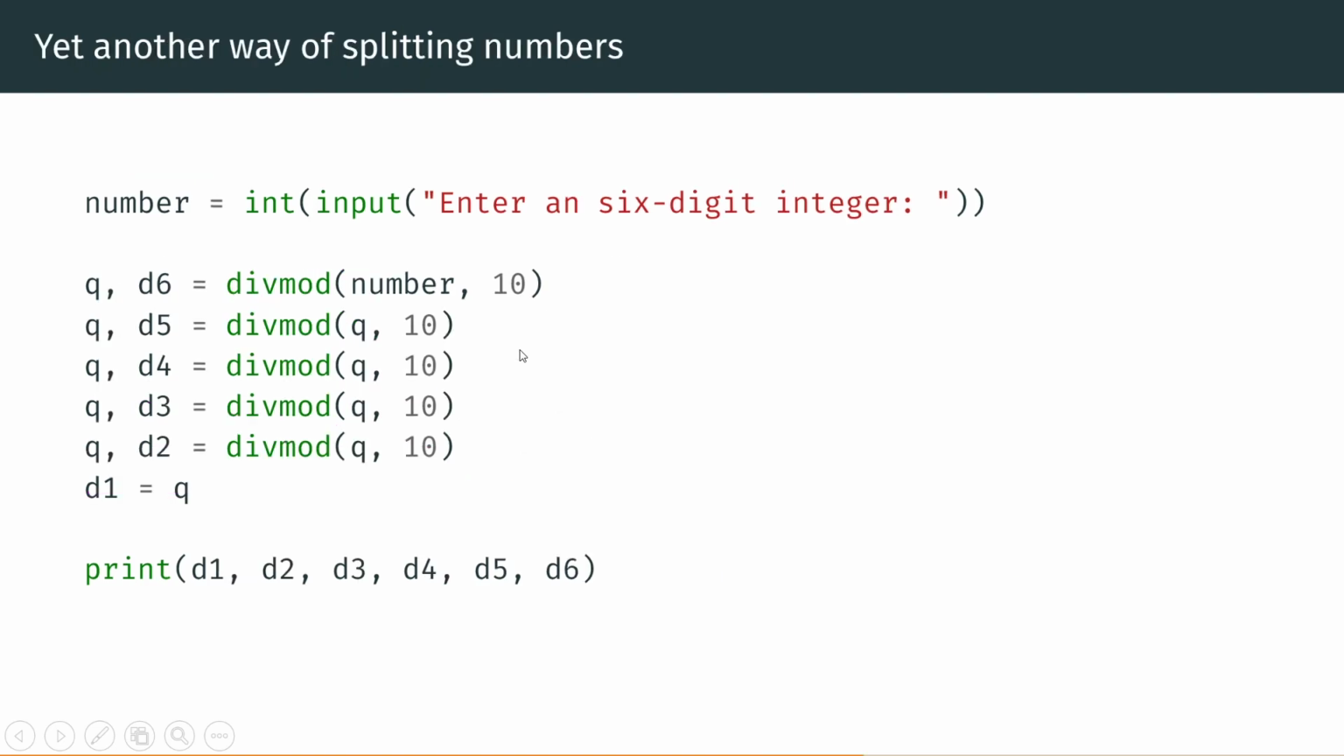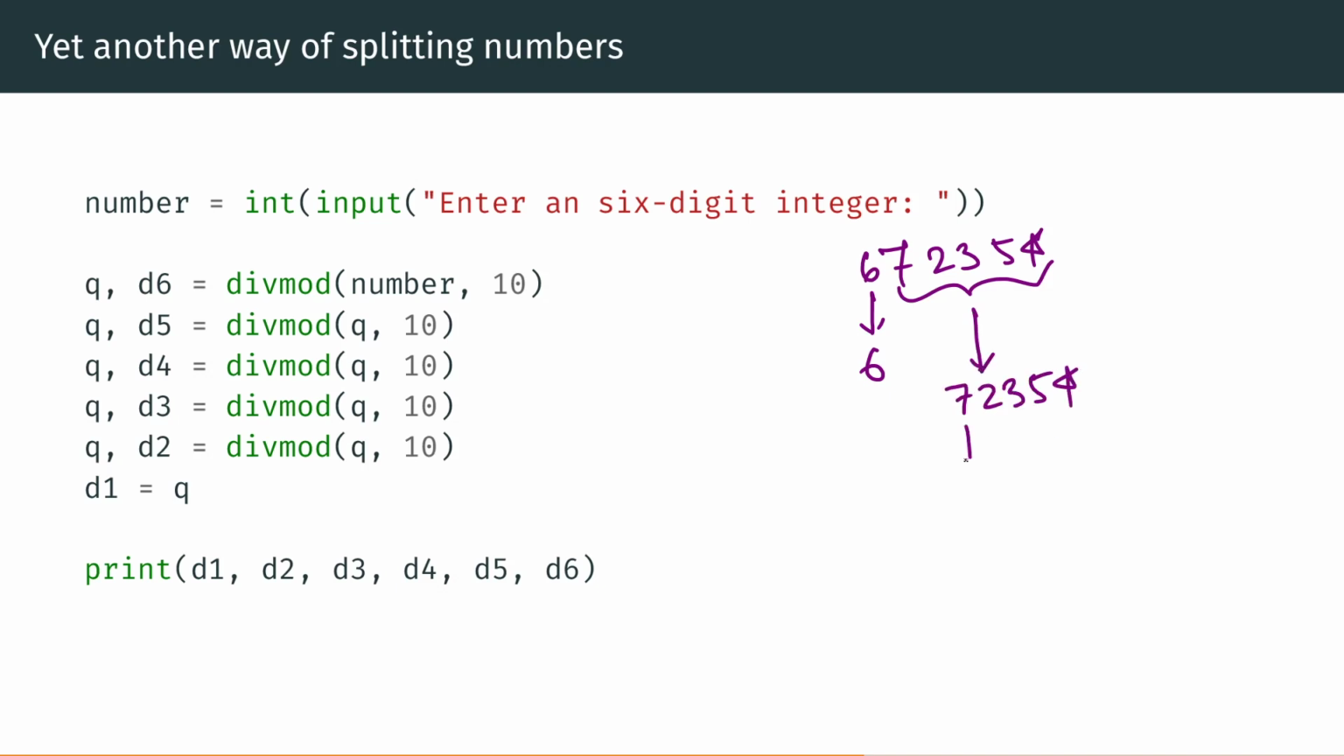Now there is another way of splitting the numbers, and that involves extracting the digits from the right. Previously, we had a 6-digit number such as 6 7 2 3 5 4, and what we did was extract the number 6 and get the remainder, 7 2 3 5 4.